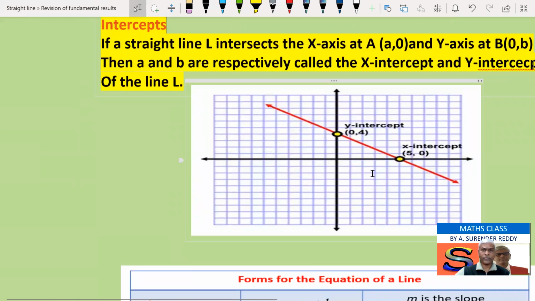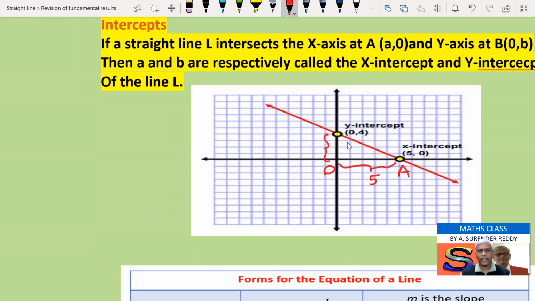Look at the picture. The red line intersects the x-axis at 5,0. The distance between the origin and the point of intersection is 5 units. This distance is called the x-intercept. The line intersects the y-axis at 0,4. Let us name this point A and the other point B. The distance from the origin to the point of intersection is 4 units.